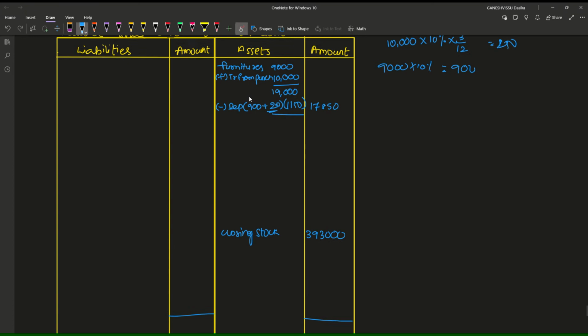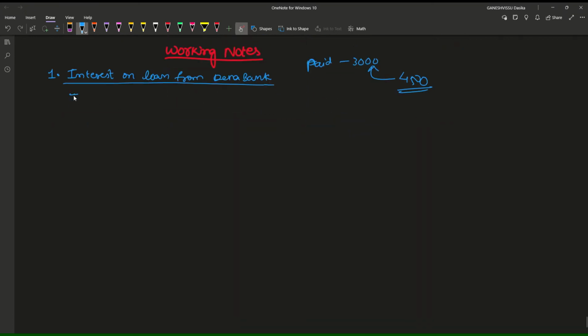Let us see. Interest on loan actually. Loan what we can have here is 50,000, right? 50,000 into 12%, this is what we need to calculate. What is the value of 50,000 into 12%? Which is 6,000. This is what interest on loan which is actually to be paid.